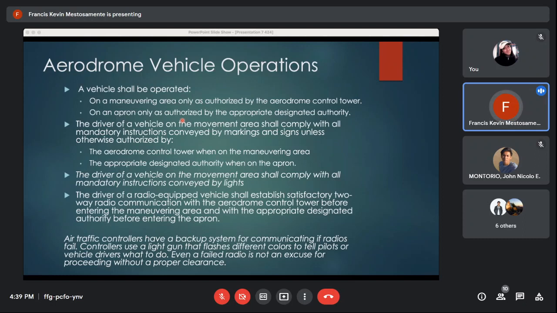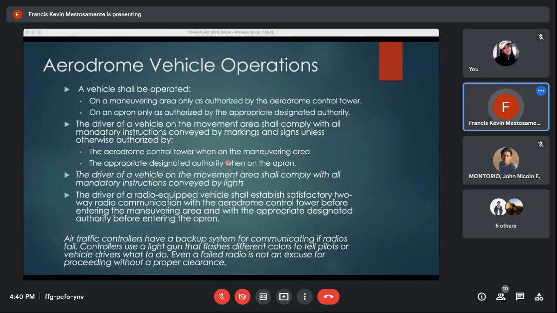So it's under the aerodrome control tower on the maneuvering area, and on any other area, it would be under the designated authority. It is required, of course, to the vehicle or the four wheels to obey on any instruction provided by the authority or the control towers. And also, they are required to follow instruction signs and lights on the aerodrome operation.